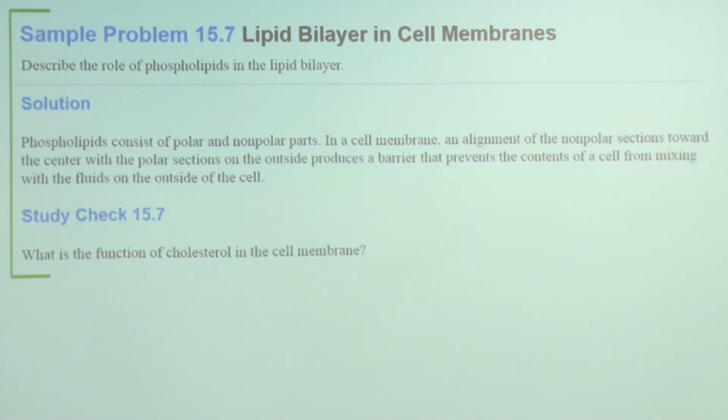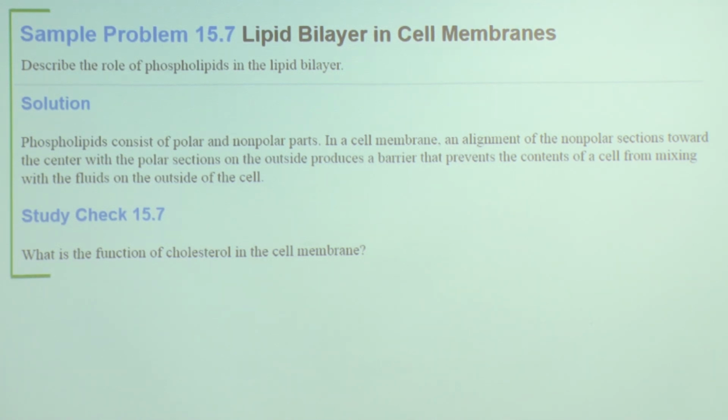What is the function of cholesterol in the cell membrane? What did we say cholesterol was doing in the cell membrane when we were discussing the cell membrane? We said that there are three particles that are embedded in the cell membrane. There are proteins, there are carbohydrates, and there is cholesterol present in the cell membrane. The presence of cholesterol adds strength to the cell membrane, and you can find that on pages 538 and 539.